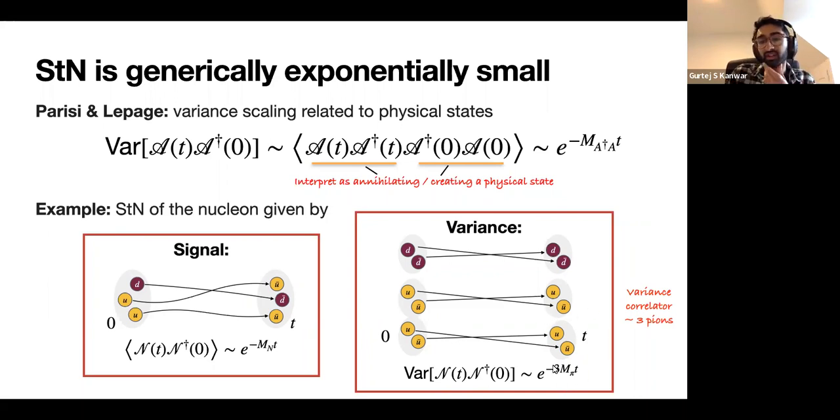But one can show that generically, 3/2 the mass of the pion is a smaller number than the mass of the nucleon. And so the variance is falling off exponentially more slowly, or the standard error is falling off exponentially more slowly than the signal.